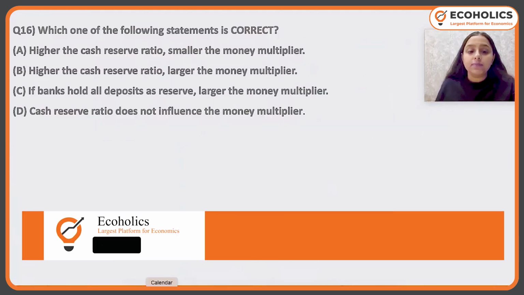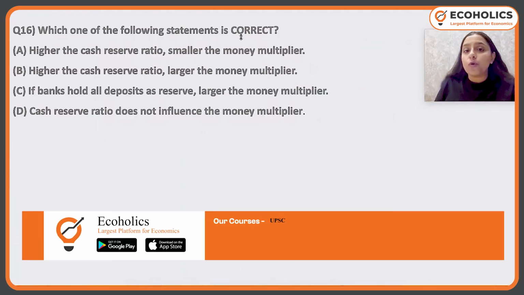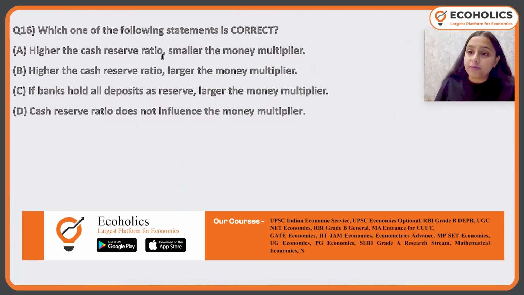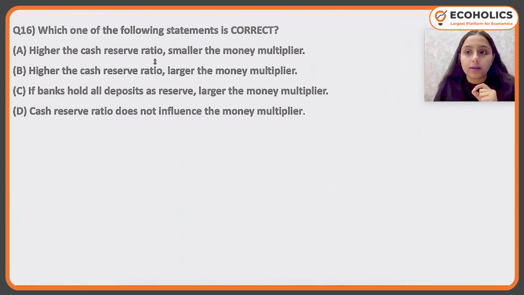Question number 16. It is about which one of the following statements is correct. So four statements are given to you and you're being asked which statement is correct. Higher the cash reserve ratio, smaller the money multiplier. Higher the cash reserve ratio, larger the money multiplier. So in these two statements, there is a relationship between the cash reserve ratio and money multiplier.